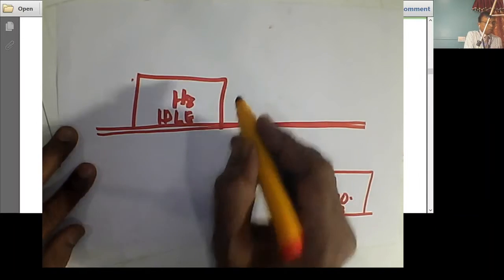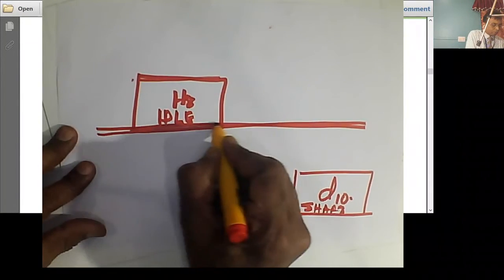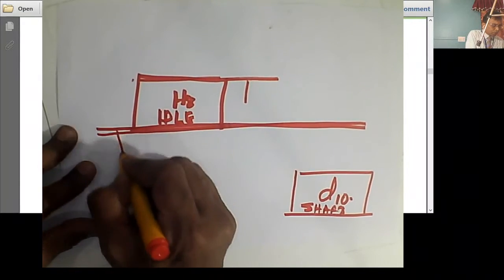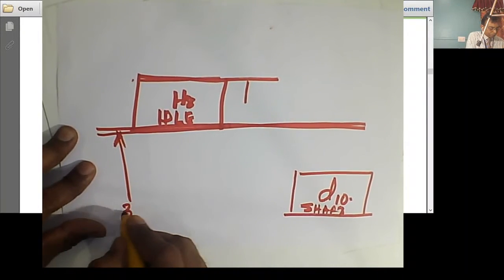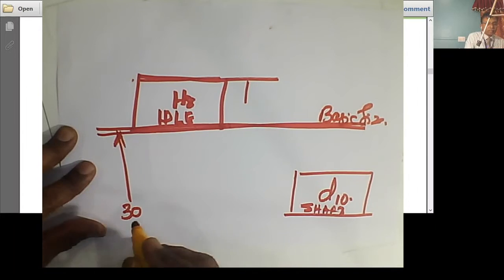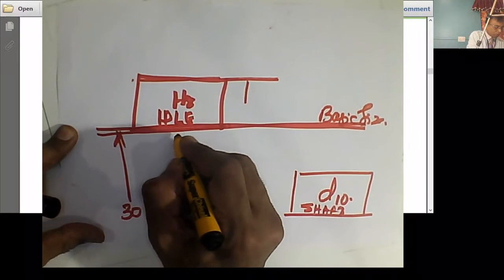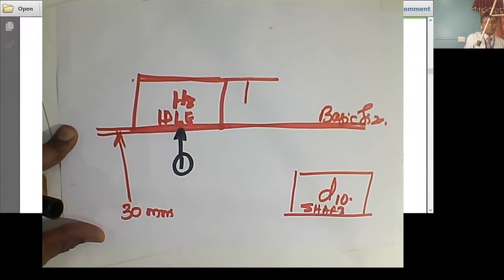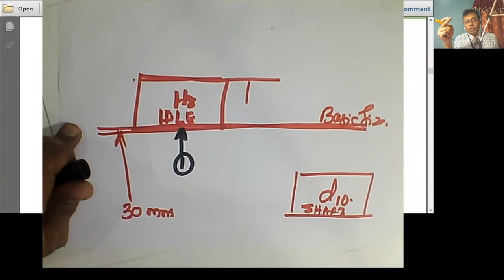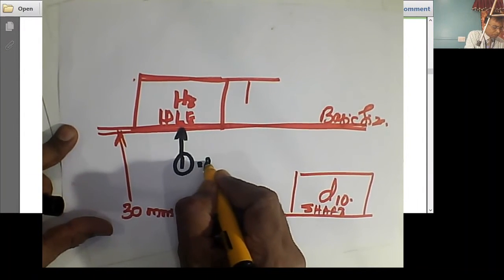Now, what are we supposed to find out? We are supposed to find out 4 values. 2 values for the hole, 2 values for the shaft. This is given to you. This is 30 mm. This is the basic size. Now let us identify what are the things to be found out. This is 1. Basic size. Minimum size of the hole. Because it is H hole, the fundamental deviation for H hole is 0. So number 1 is equal to the same 30 mm.